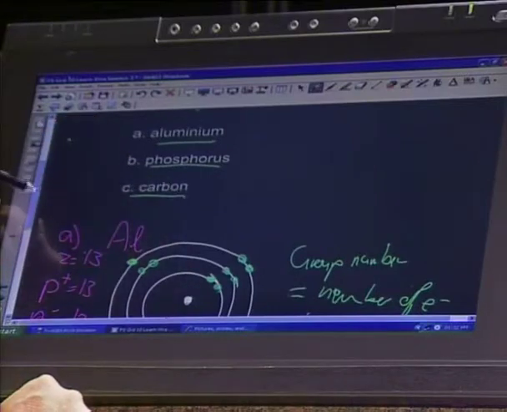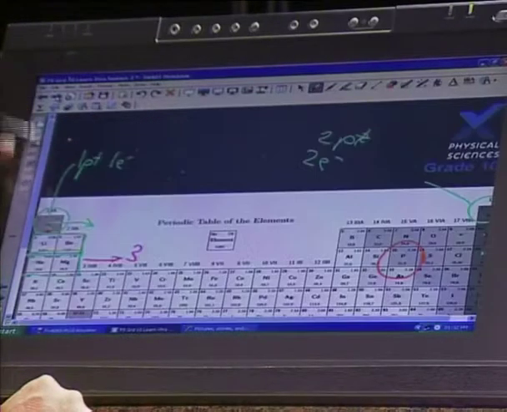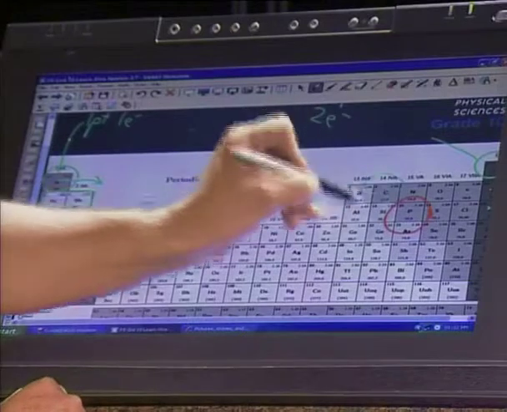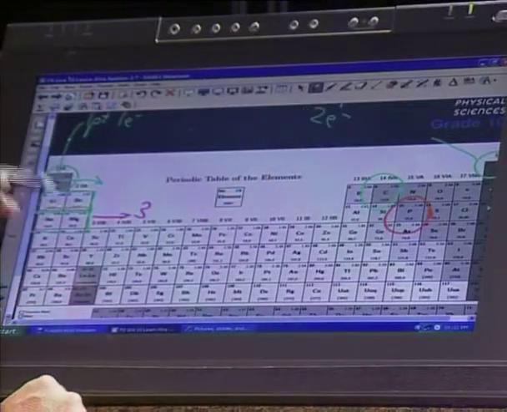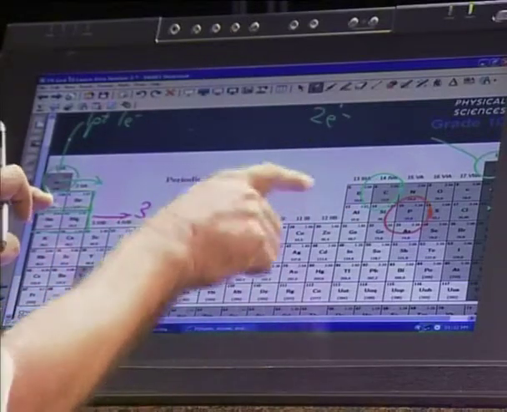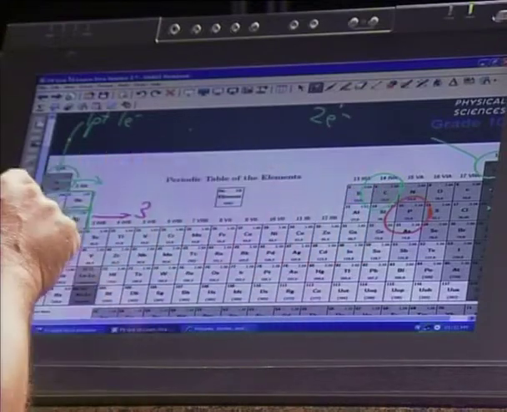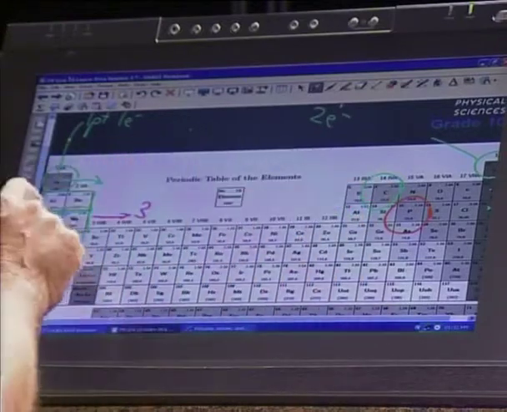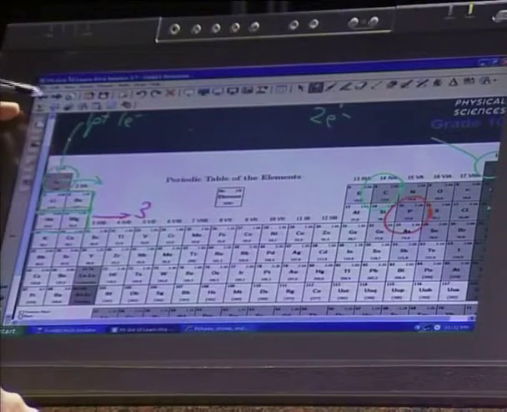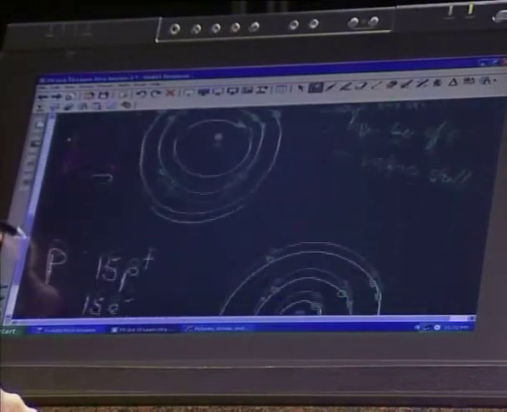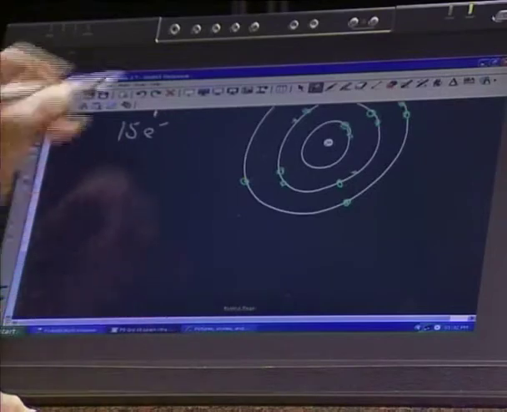Let's do carbon and have a look at the periodic table again. There we go. Carbon, we know, is number 6 from earlier on. So it's got 6 electrons. Notice it's in period 2, and it's the 4th column along. So 4th column, and we're going to expect 4 valence electrons. Let's see if we're right.